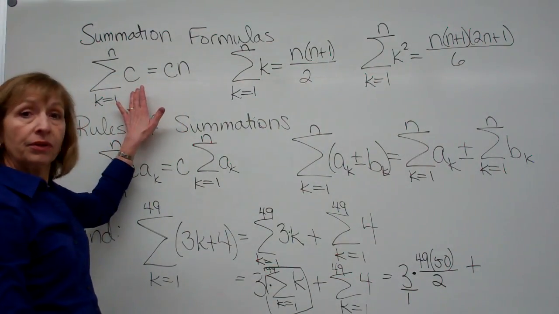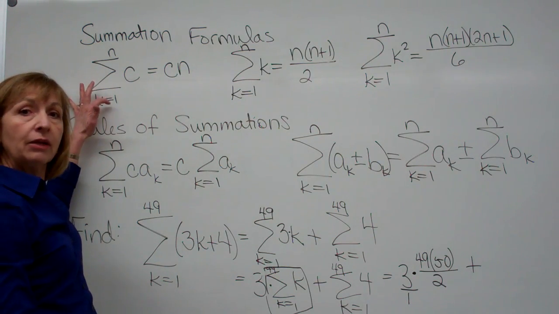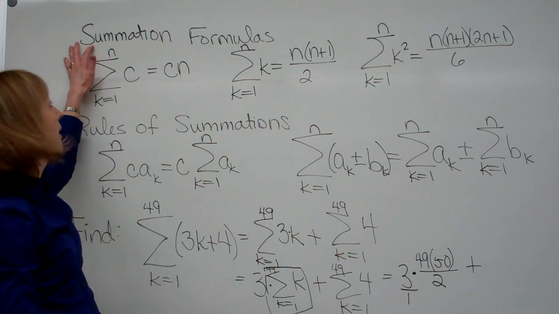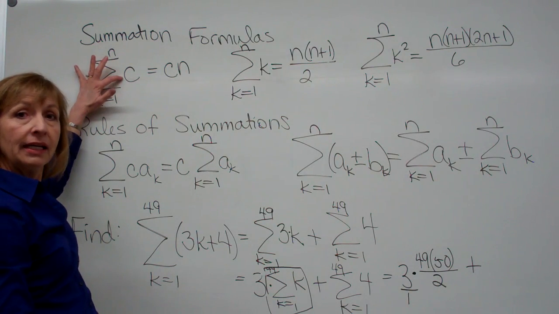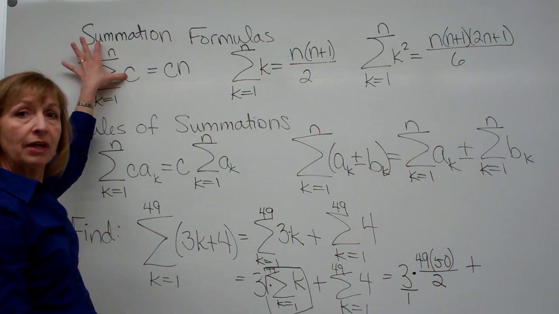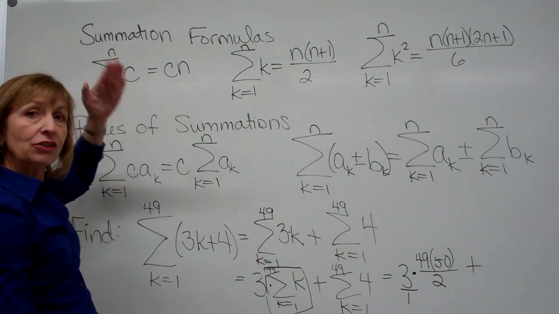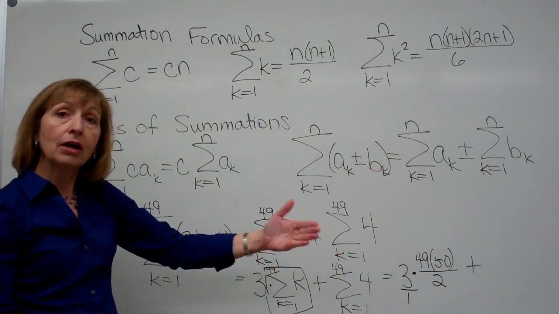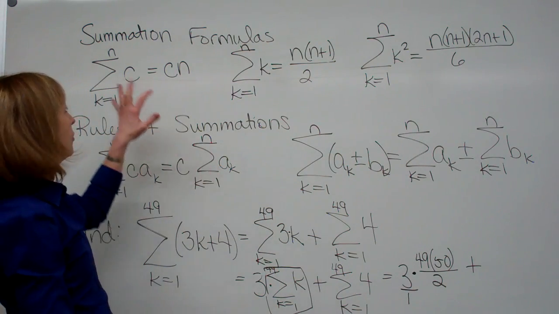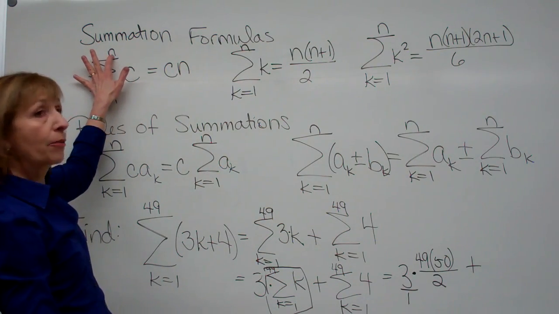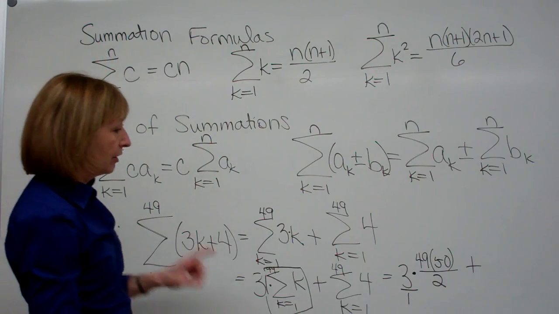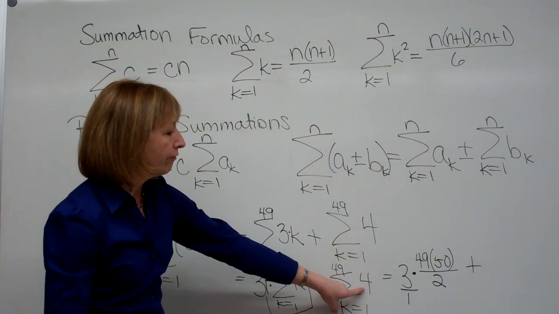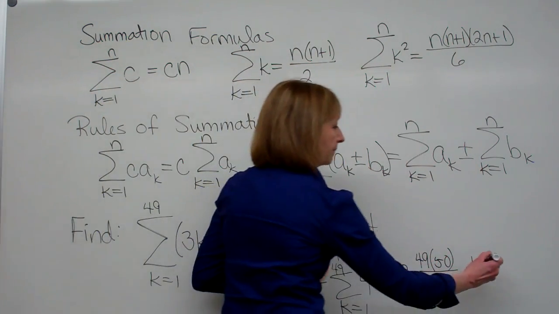And that goes along with this rule. The summation k equal 1 to your top number n of just a number is the number times whatever your top number would be, because it's just that many of them added together, and we can get that total quicker by just multiplying your constant times how many of those you have added together. So here I'll have 4 times 49.